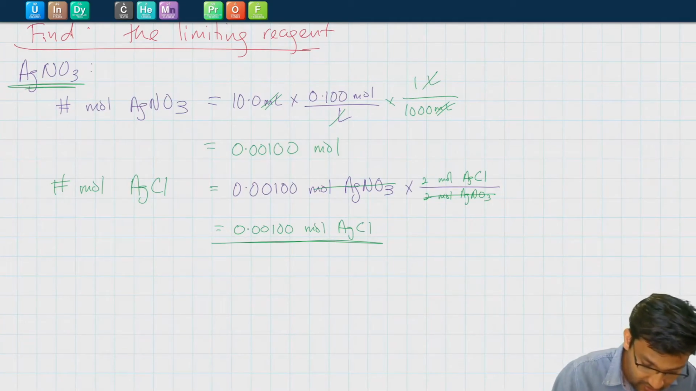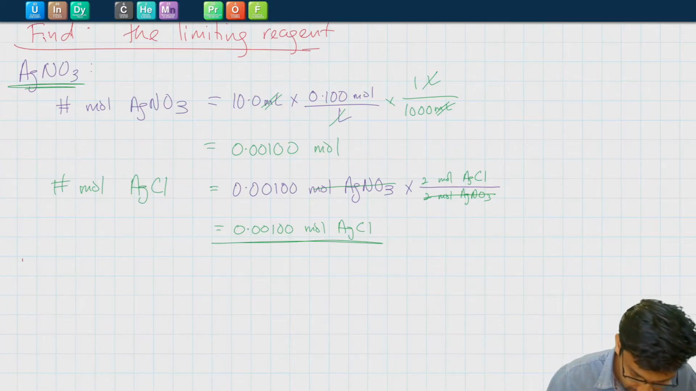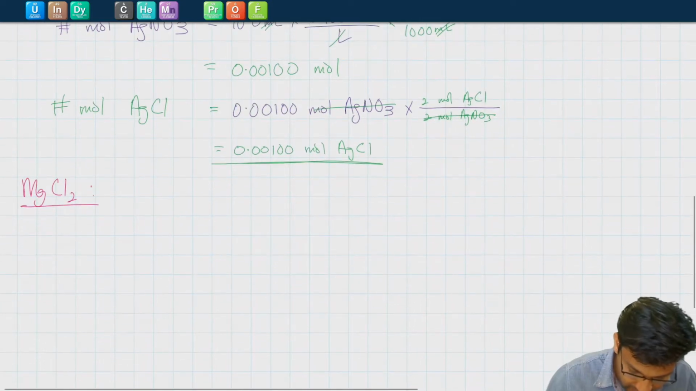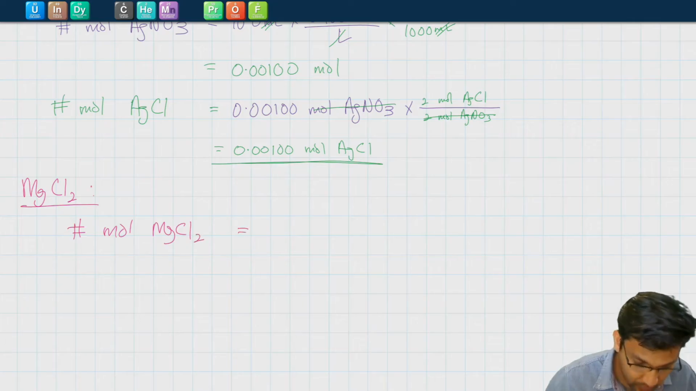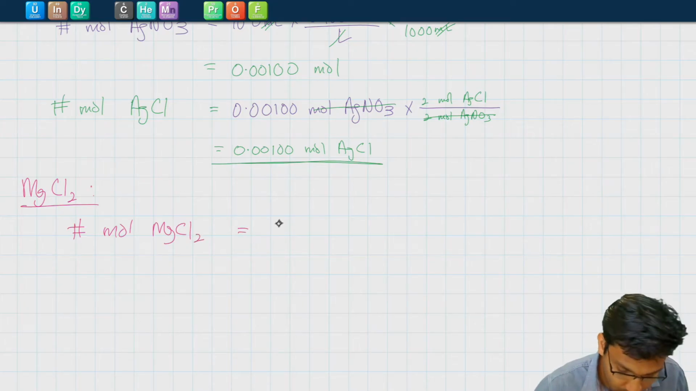Let's look at the other reagent. Let's look at magnesium chloride now. So let's figure out how many moles of magnesium chloride we started with. Well, we started with 1.00 grams of magnesium chloride.